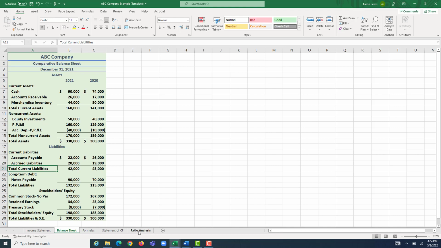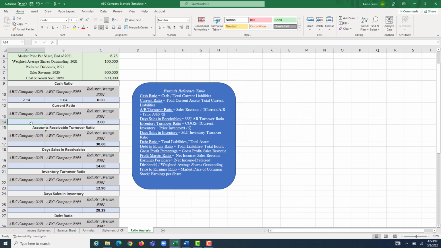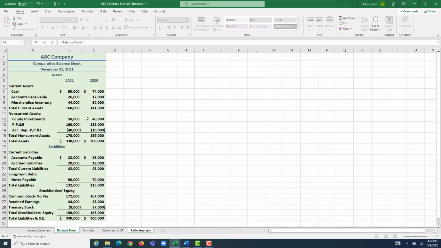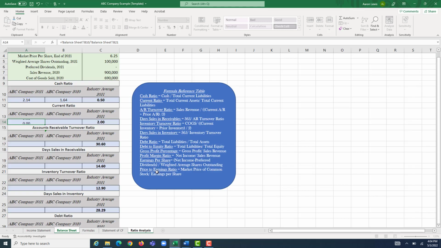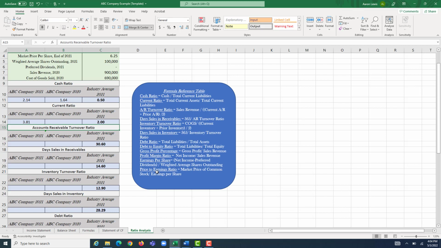So if I go back to the ratio analysis tab in 2021, I'm going to hit equals, and our formula is just current assets divided by current liabilities. So in 2021, we had $160,000 of current assets divided by the $42,000 of current liabilities. Comes out to 3.81.